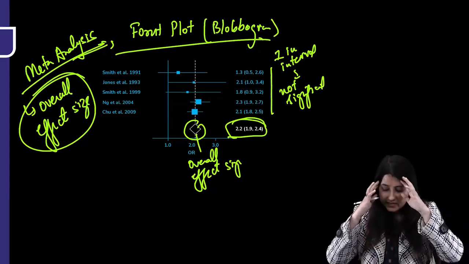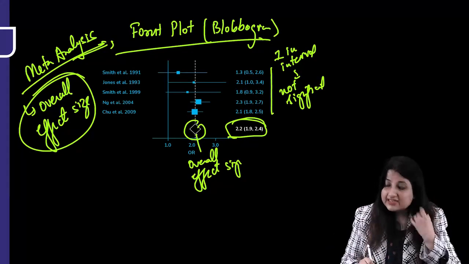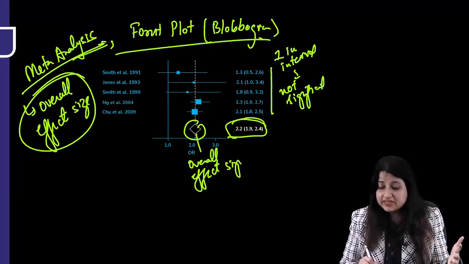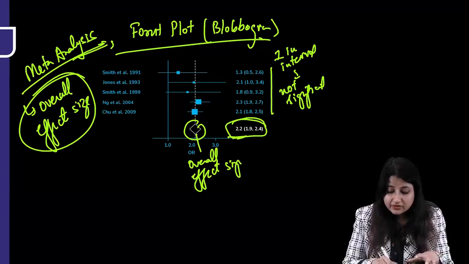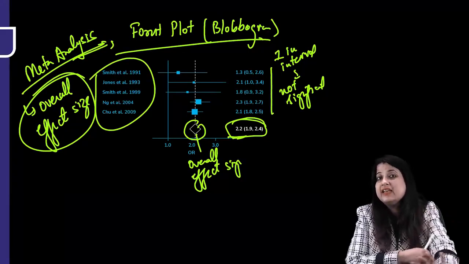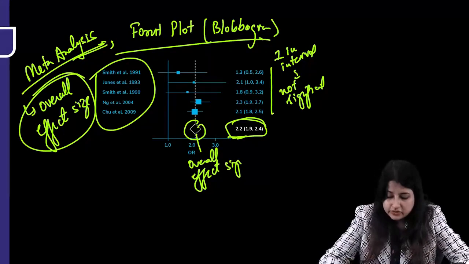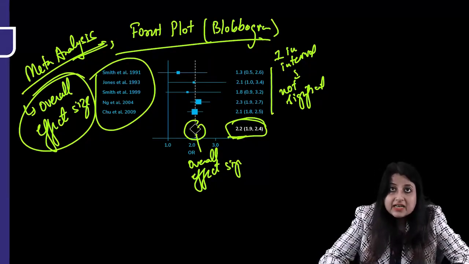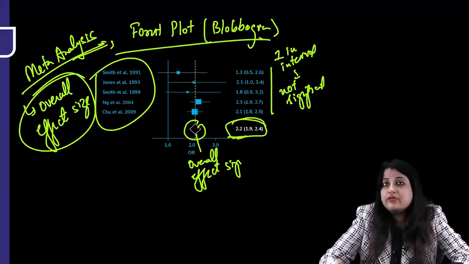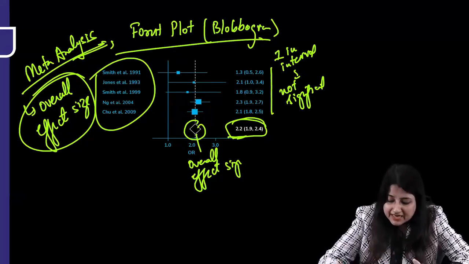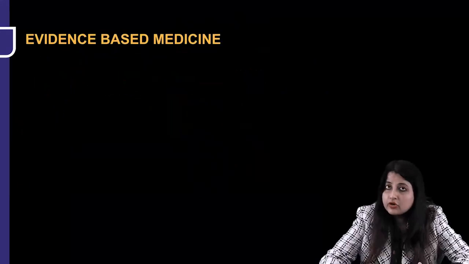You can refer to the lecture on meta-analysis. But here 1 is not in the interval, so it is definitely significant, and overall the effect of all these factors that we are studying has a significant effect on the outcome. So remember, meta-analysis is the gold standard of evidence-based medicine, the best study design to establish causality.